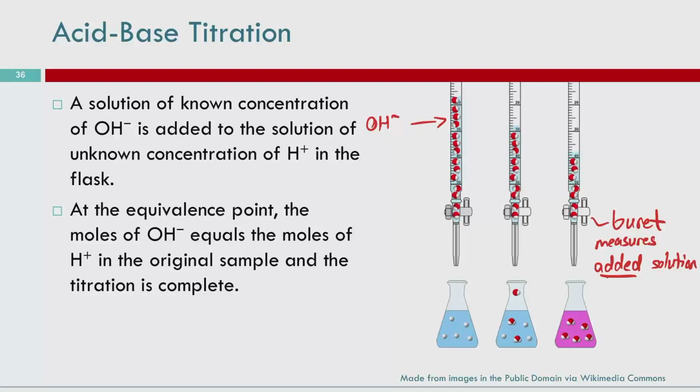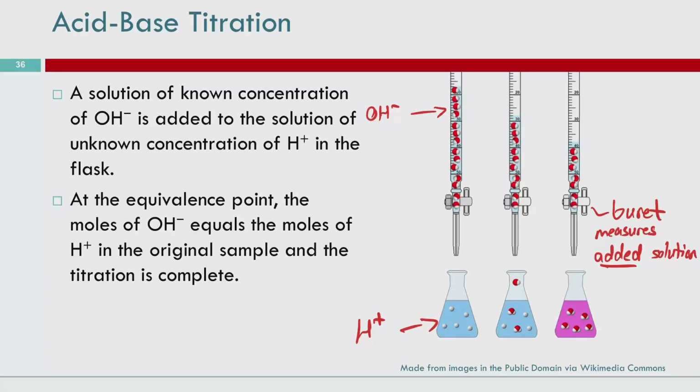In our flask down here, we've got our H plus, and those react. We also have an indicator. The indicator turns pink or fuchsia when it reacts with base. So once we have a little bit of extra of our base, we've used up all of our H plus, then the indicator will turn pink. It's the same indicator that we're going to be using in our acid-base titration lab.